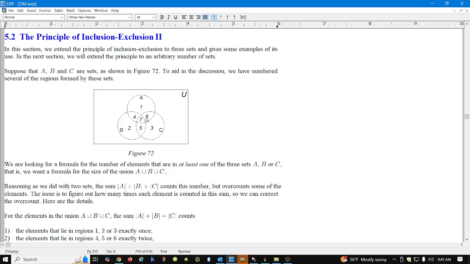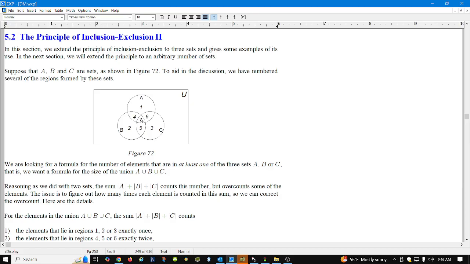Region 6 consists of the elements of A that are also in C, but not in region 7, which is the intersection of all 3. So elements in A and C, but not in B, and so on.